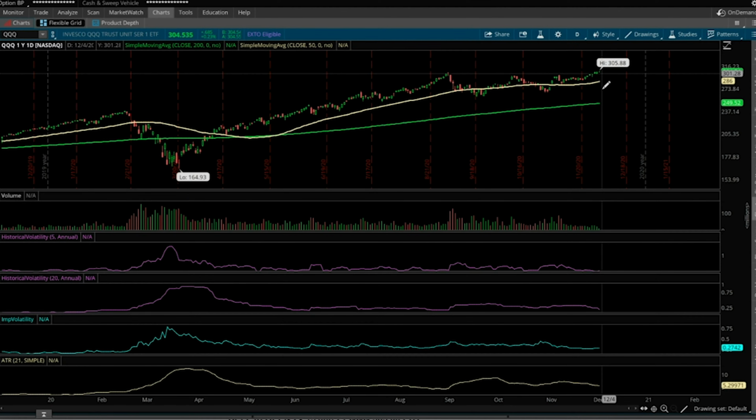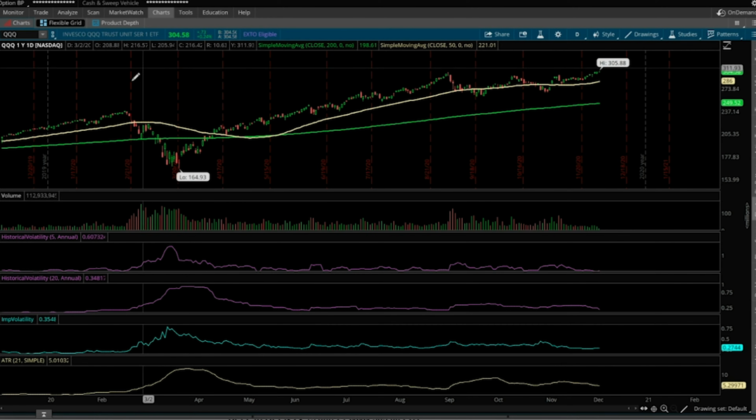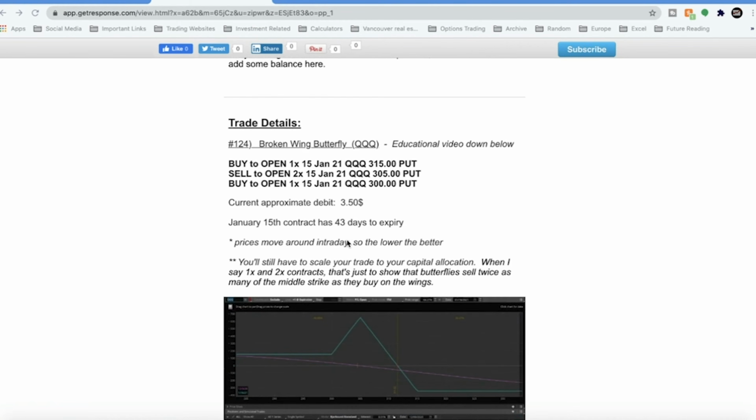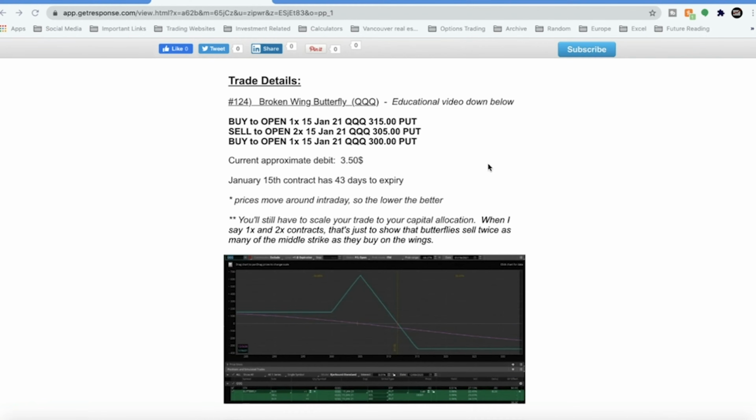And as a result of that, all my other strategies within the VTS community, we find ourselves long equity, short volatility. So now is a pretty decent time to start layering in some trades that are maybe not quite as directionally biased. So that's what the blog was talking about here. But let's go right down to the trade details and we can get into what we're doing here.